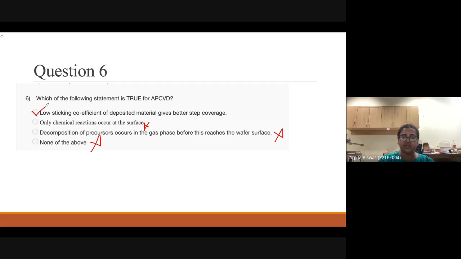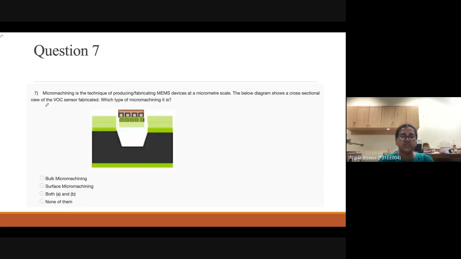Low sticking coefficient. So next, moving toward question number 7. Micromachining is the technique of producing or fabricating MEMS devices at a micrometer scale. The diagram below shows a cross-sectional view of the VOC sensor fabricated. Which type of micromachining is it? First one is bulk micromachining. Second is surface micromachining. Third option is both A and B, and the fourth option is none of the above.